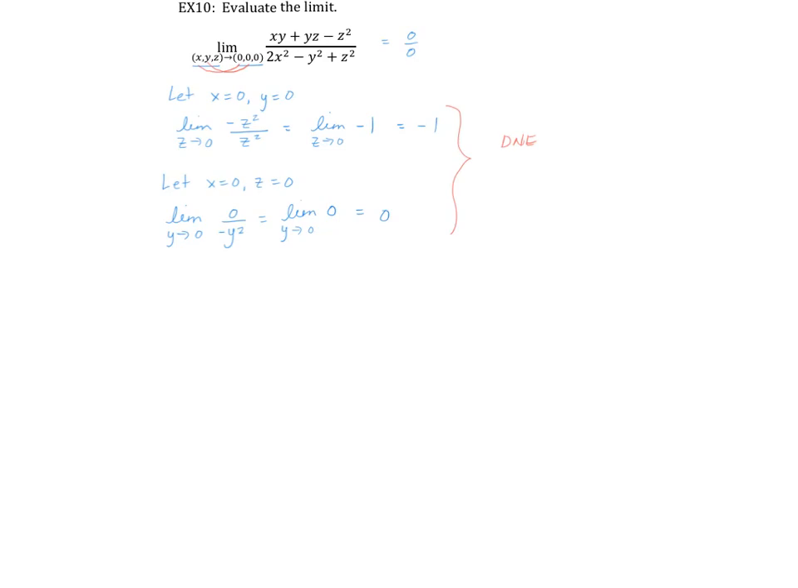So we can still do all the properties we did with our previous, even though I don't even know how to visualize this function, xy plus yz minus z squared over 2x squared minus y squared plus z squared, since it's fourth dimensional space. But I can do the math there. So that's it for this section.